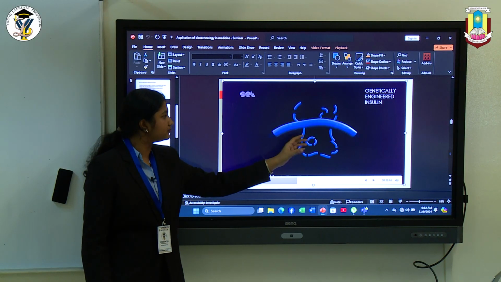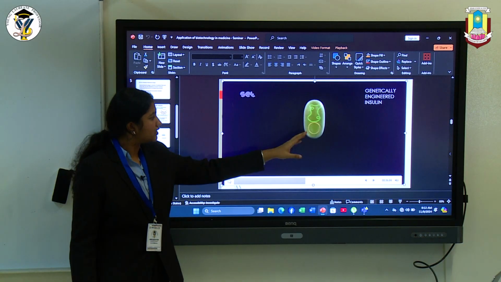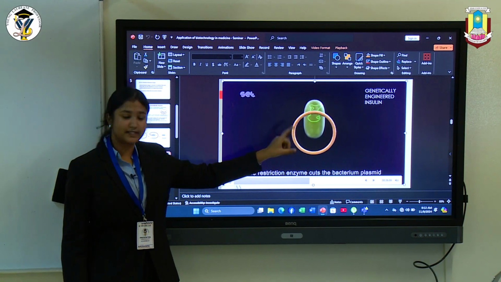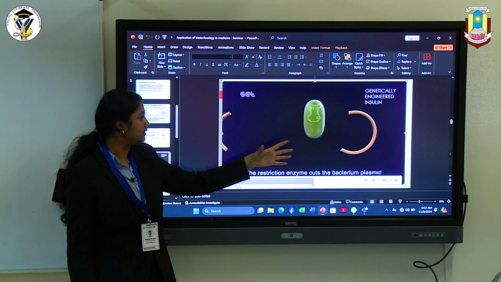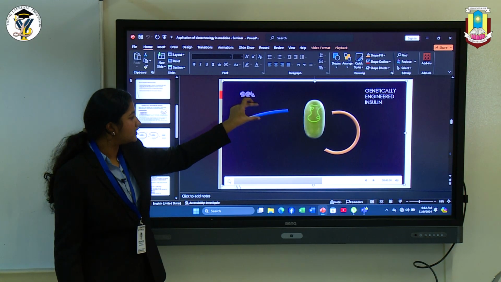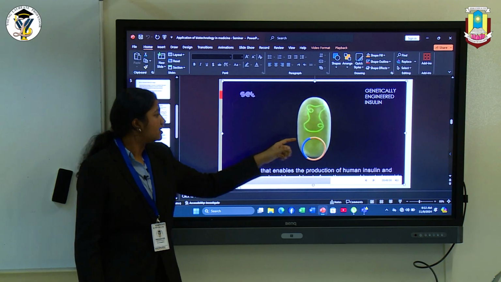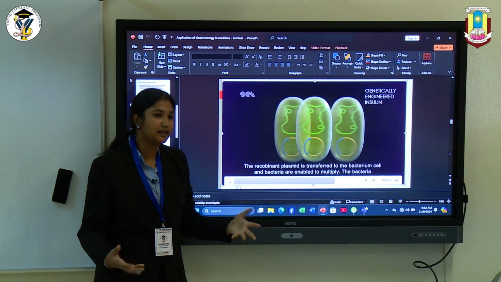This is the gene that we need to produce the insulin. This is the vector. It is a plasmid of the E. coli bacteria. And this gene that codes for insulin and the plasmid is ligated to form the recombinant DNA. This is introduced into the E. coli bacteria and is allowed to multiply.